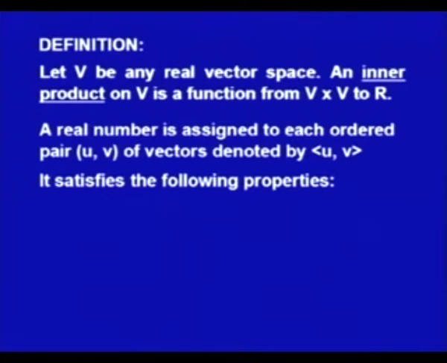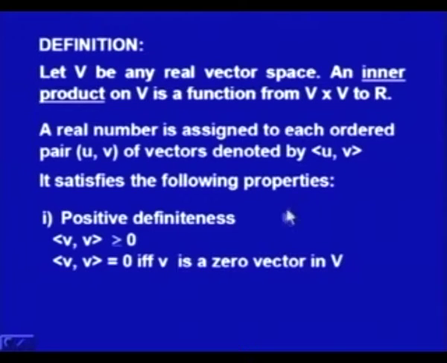To define inner product, let us consider V to be any real vector space. An inner product on V is a function from V cross V to R. That means a real number is assigned to each ordered pair u, v of vectors, denoted by u comma v. This is the notation we use for the inner product of u and v, provided it satisfies the following properties.